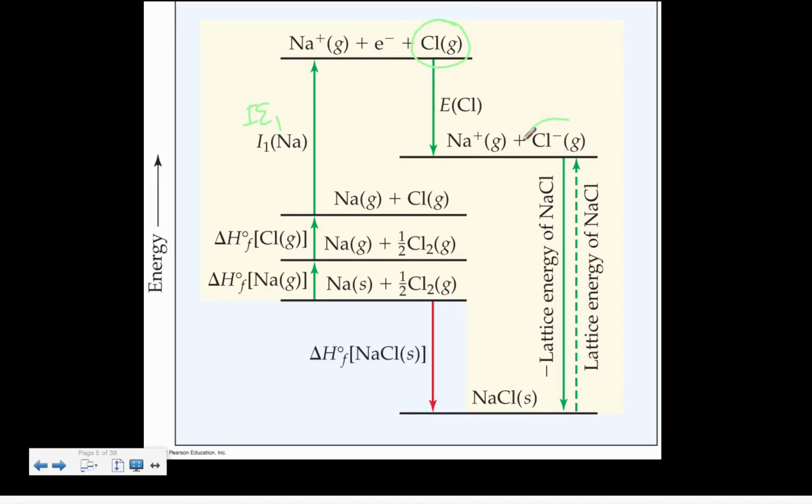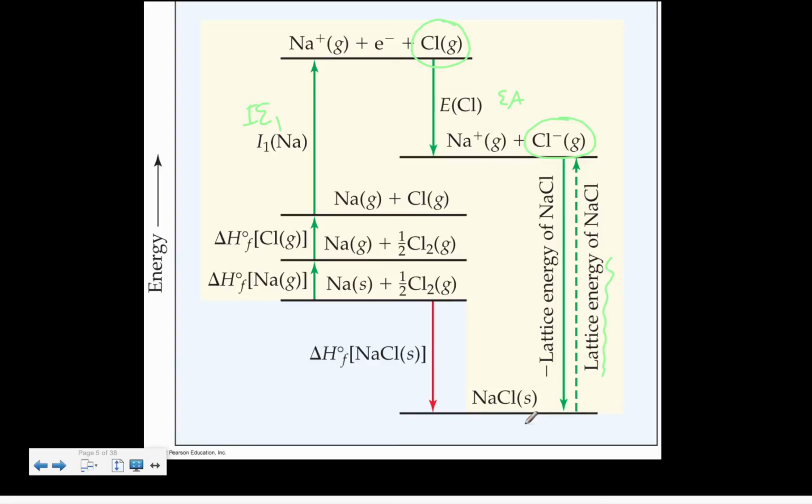Right, this is the electron affinity of chlorine, in that we are adding an electron to gaseous chlorine. Now, if we look here, this is still not an output of energy. So there's still got to be something else that gets us the rest of the way down. And that is known as lattice energy, okay?